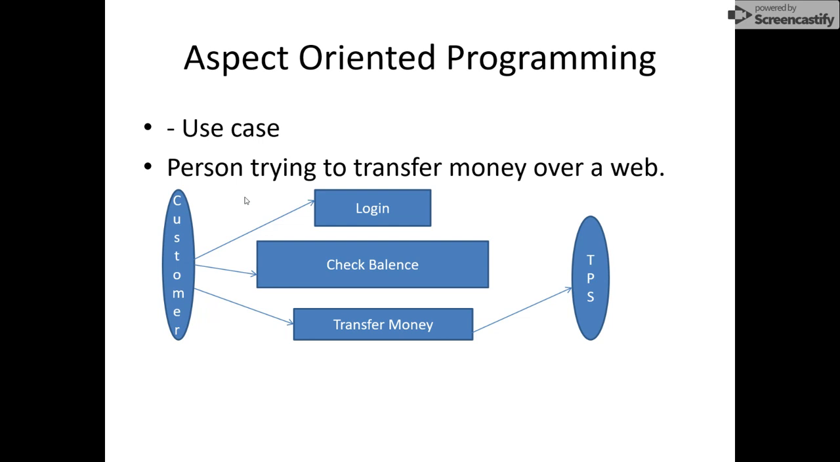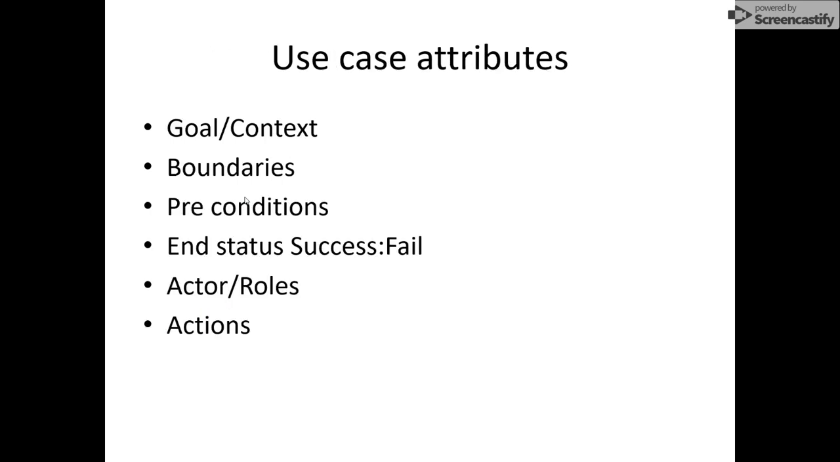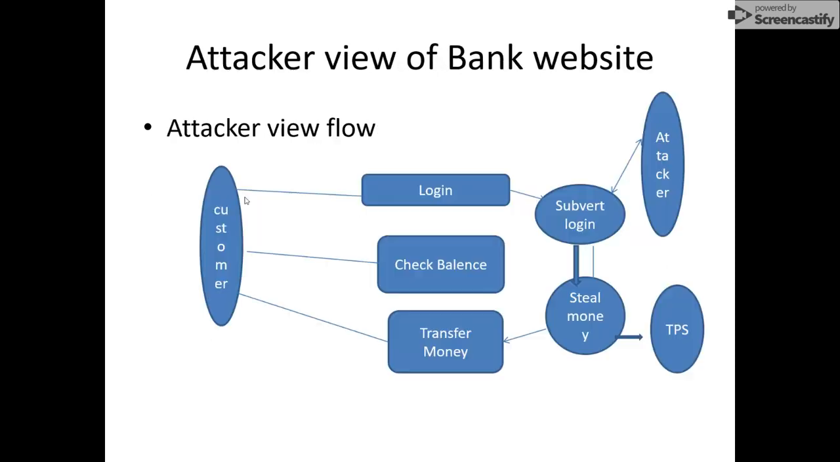I have brought up this threat because recently Capital One and other banks have been hacked. This is one of the major aspects of aspect-oriented programming, which can help to protect against hacking. Use case attributes: the goal and the context, what the boundaries are, what the preconditions are, and we look at the end status, success or fail, what the actors or roles are, and also the actions.